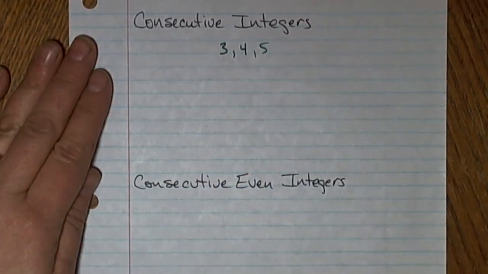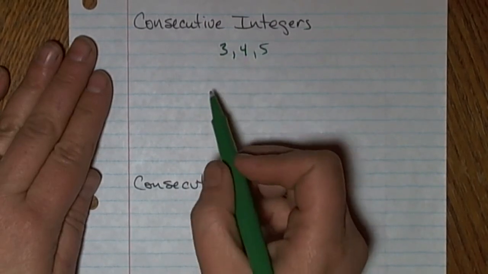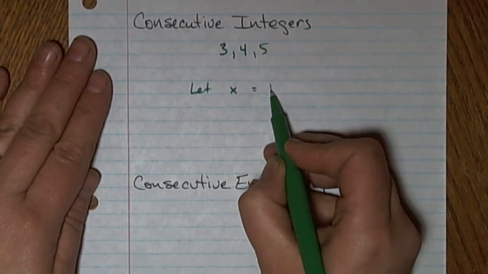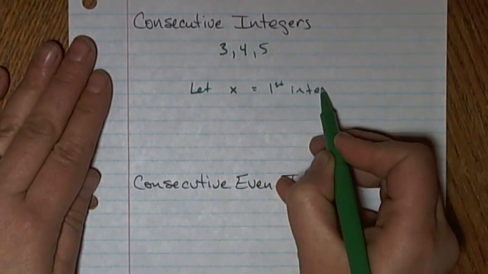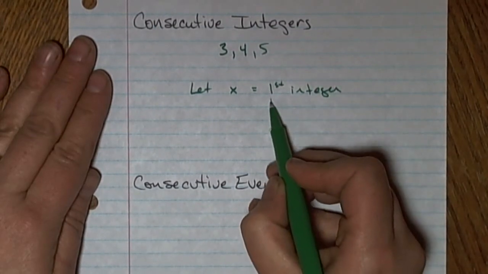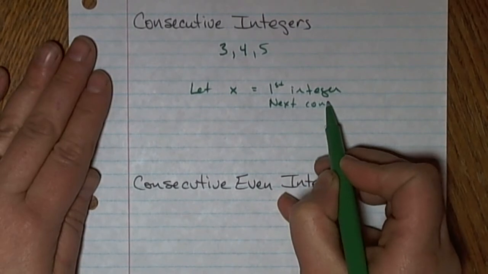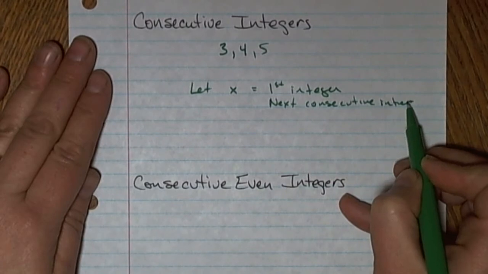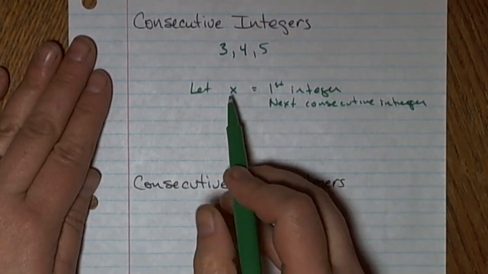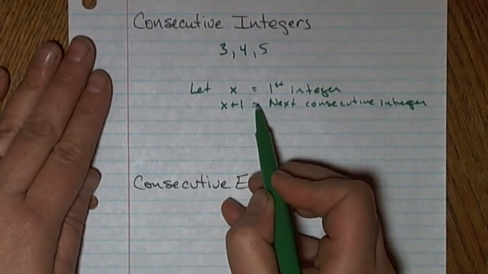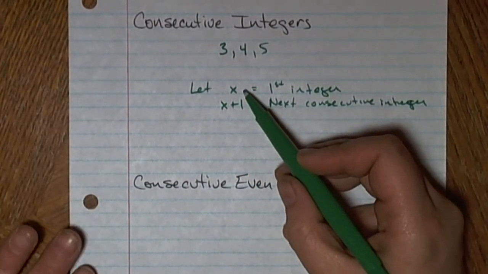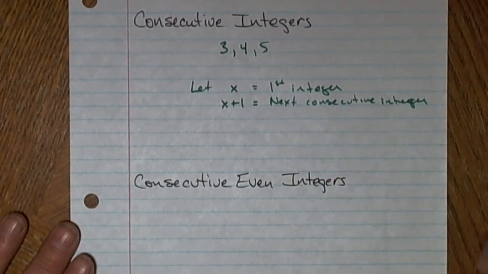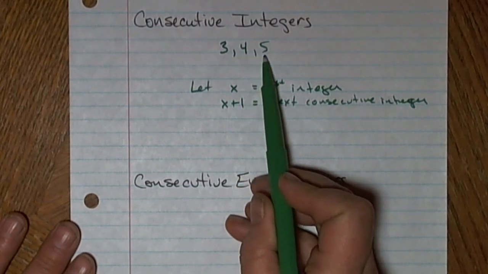So if I have two integers that are consecutive and I say let x be the first integer, the next consecutive integer would be 1 more than x, so it would be x plus 1. Okay. So if I call one integer x, the next integer would be x plus 1. Those are consecutive integers in a row. To get from one to the next, I just add 1.